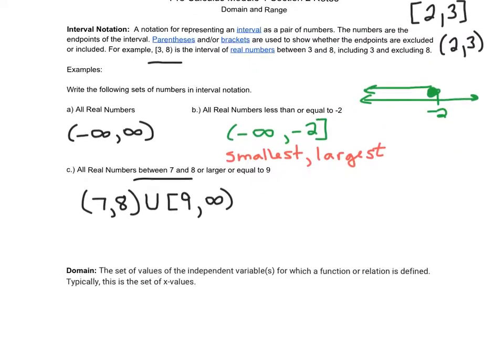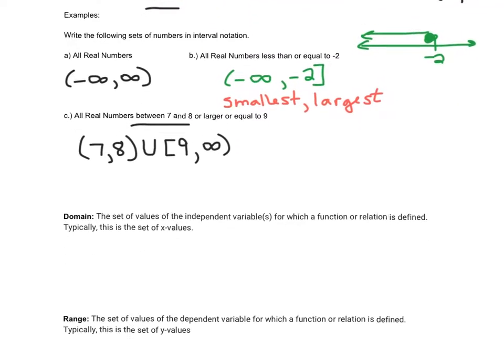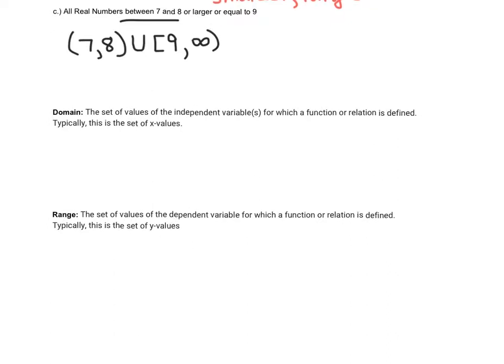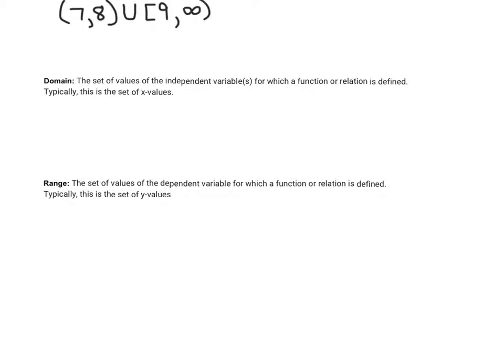So one place we're going to use this is when we talk about the concept of domain and range. This is a concept that hopefully you've seen before at some point. Domain is the set of values of the independent variable for where a function or relation is defined. Typically, this is the set of x values, so it's the values you plug in. The range is the set of values of the dependent variable for which the function or relation is defined. Typically, this is the set of y values.